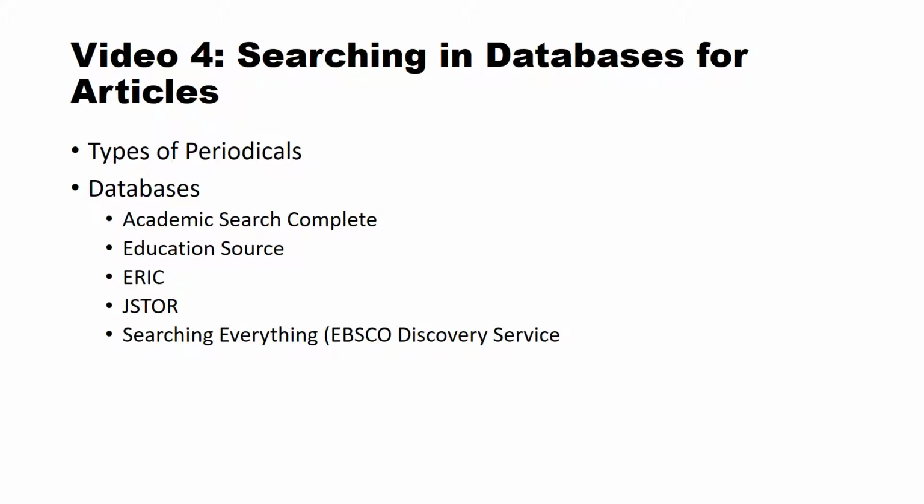This is video 4, searching in databases for articles. In video 3, we learned how to search for books on a topic. In this video, we will learn how to search for journal articles. We're going to begin with the different kinds of what's called a periodical, so we will go there now.